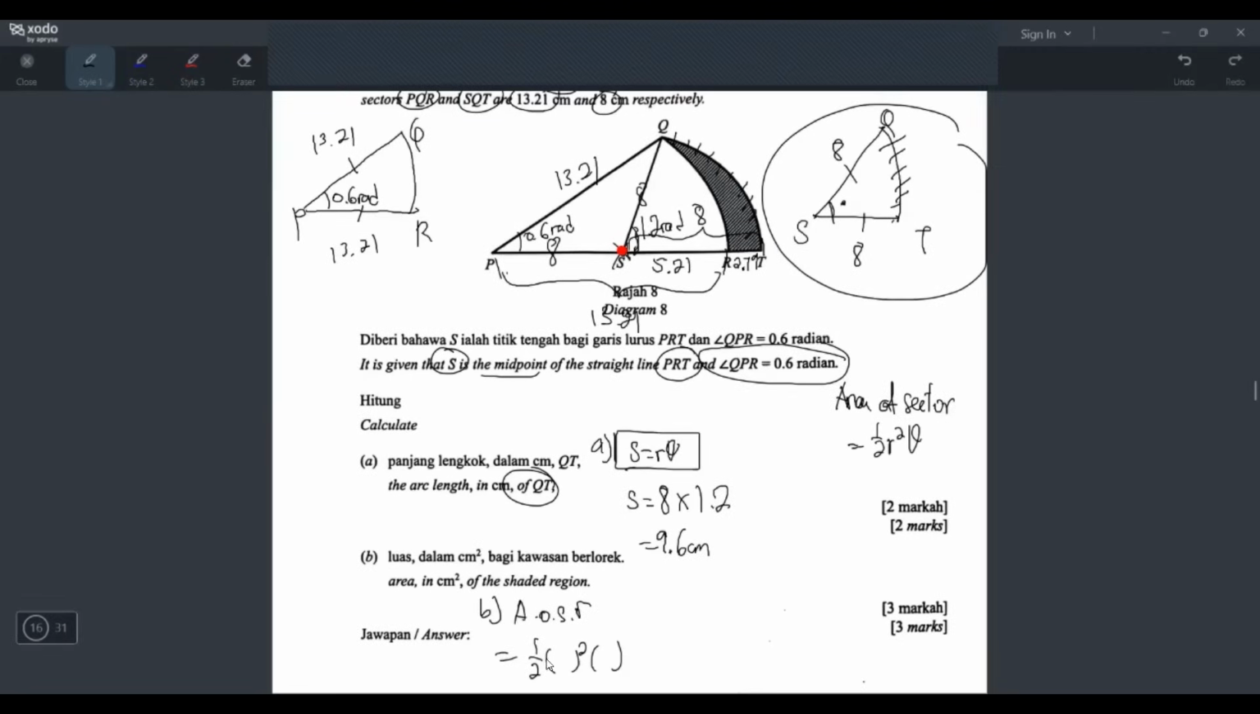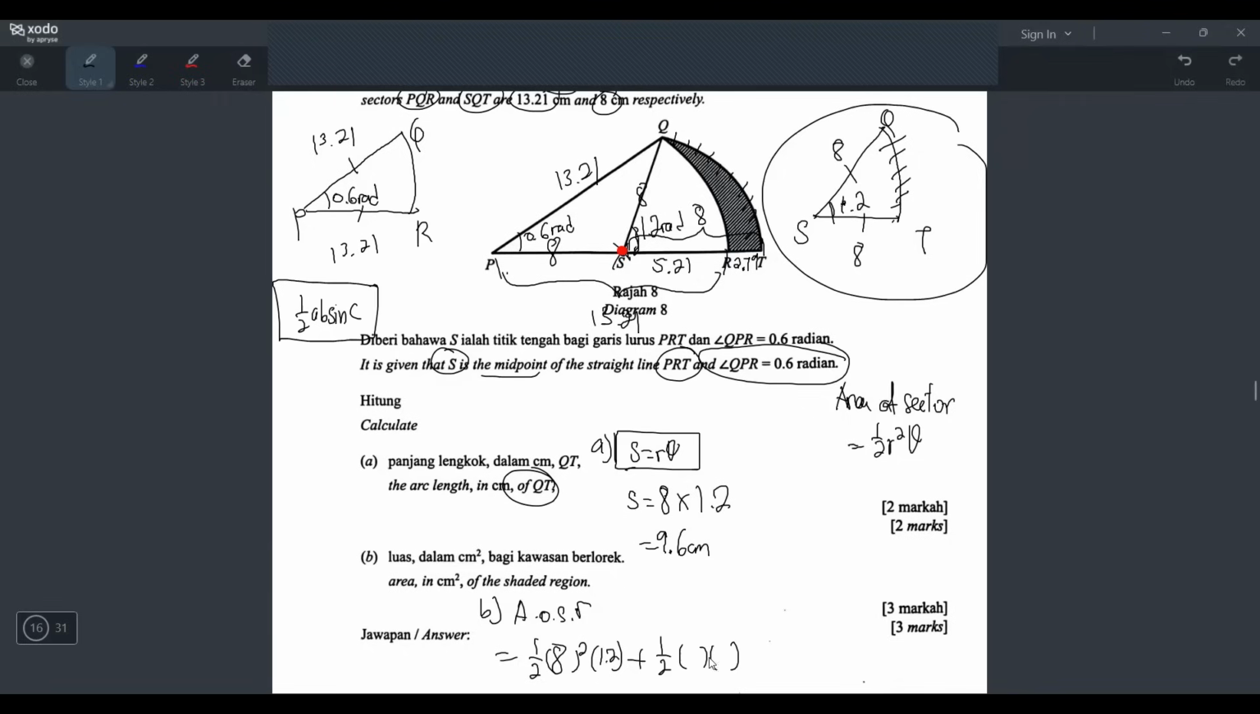The radius will be 8. The theta will be 1.2 radian. Okay, this one is the area of this sector. You have to plus with the area of triangle. And the formula we use for area of triangle is 1 over 2 AB sine C. Yeah, this is the formula we will use to find area of triangle. So 1 over 2 AB sine C.